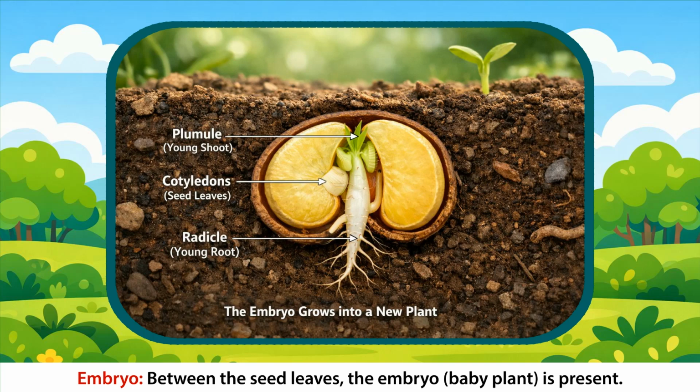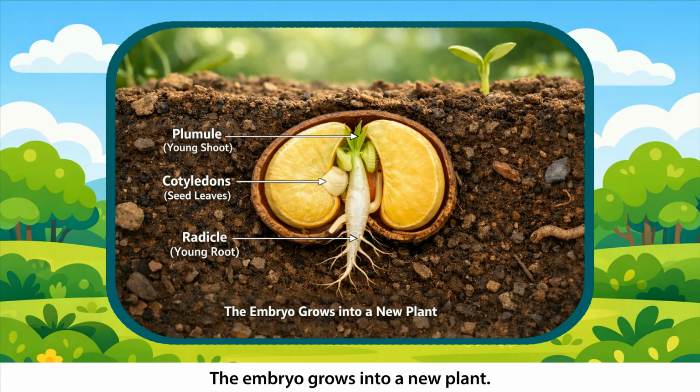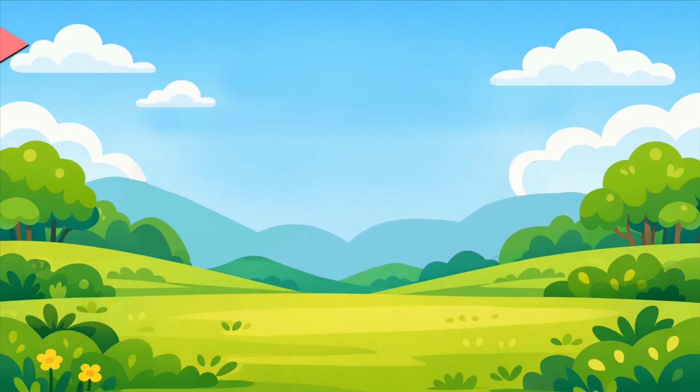Embryo. Between the seed leaves, the embryo, or baby plant, is present. It has a small shoot called the plumule and a root called the radicle. The embryo grows into a new plant.